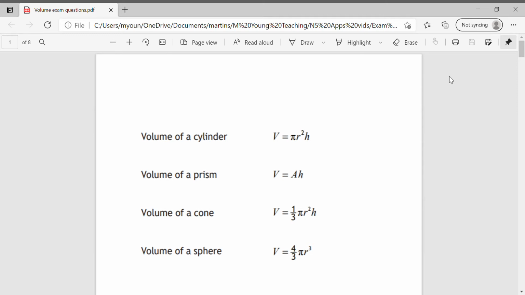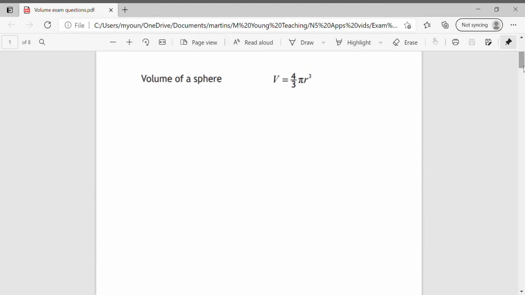You don't get given, for example, the volume of a cuboid, so L times B times H. That's not given there. That's something you should really be able to remember. But you're given there your volume of a cylinder, volume of a prism, volume of a cone, and volume of a sphere as well. So let's take a look at question number 1.